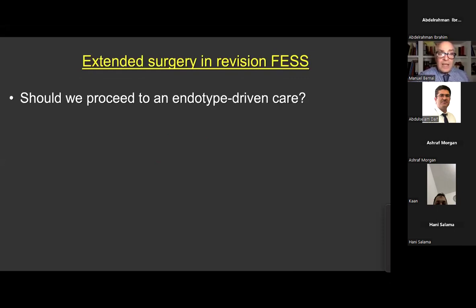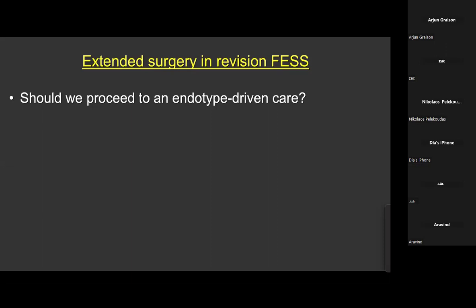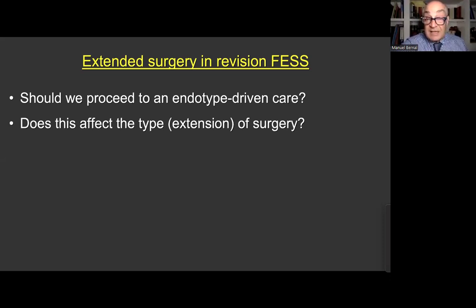So why and how should we proceed for a revision situation? Should we do an endotype-driven care? That means if we have that typical patient suffering from asthma, intolerance to aspirin, or exacerbated upper airway disease together with an advanced stage of polyposis, should we then do a more radical surgery from the very beginning, or in a situation where the patient has already had a surgery, should we then do that endotype-driven care? That means that is a severe situation, the condition is extended, and we therefore need to proceed with a more aggressive and extended surgery.